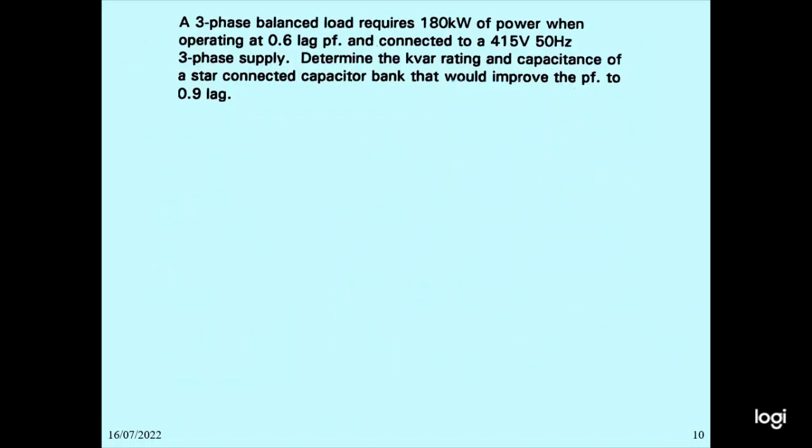The next one: a three-phase balanced load requires 180 kilowatt of power when operating at 0.6 lagging power factor and connected to the 415 volt 50 Hz three-phase supply. Determine the kVA rating and the capacitance of the star-connected capacitor bank that will improve the power factor to 0.9 lagging. In this case, firstly, we have to construct the original power triangle.